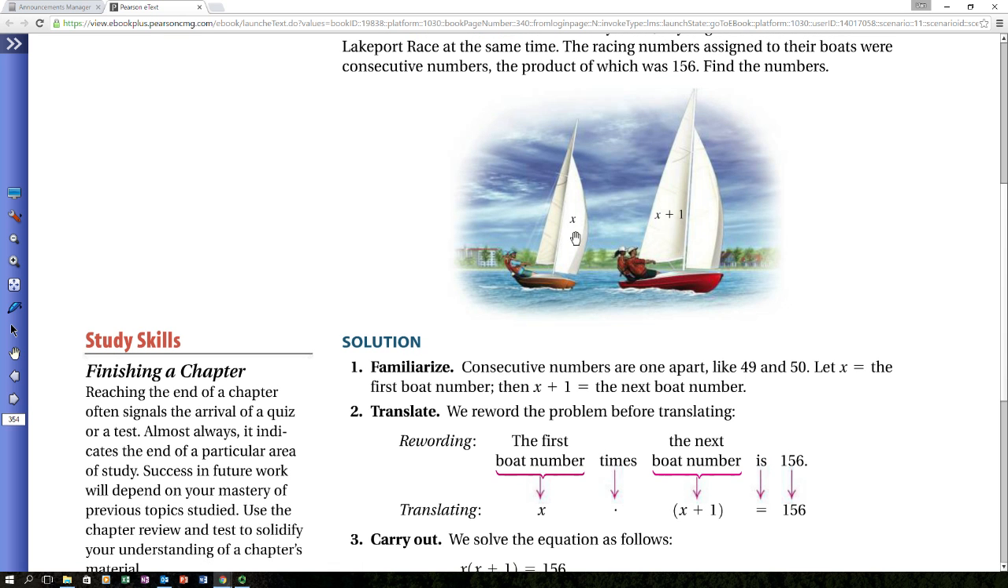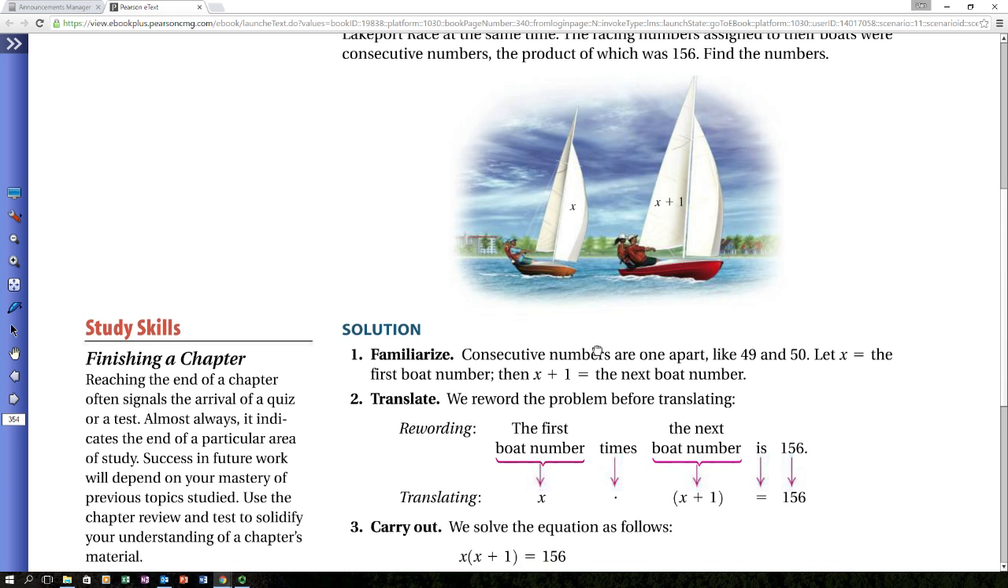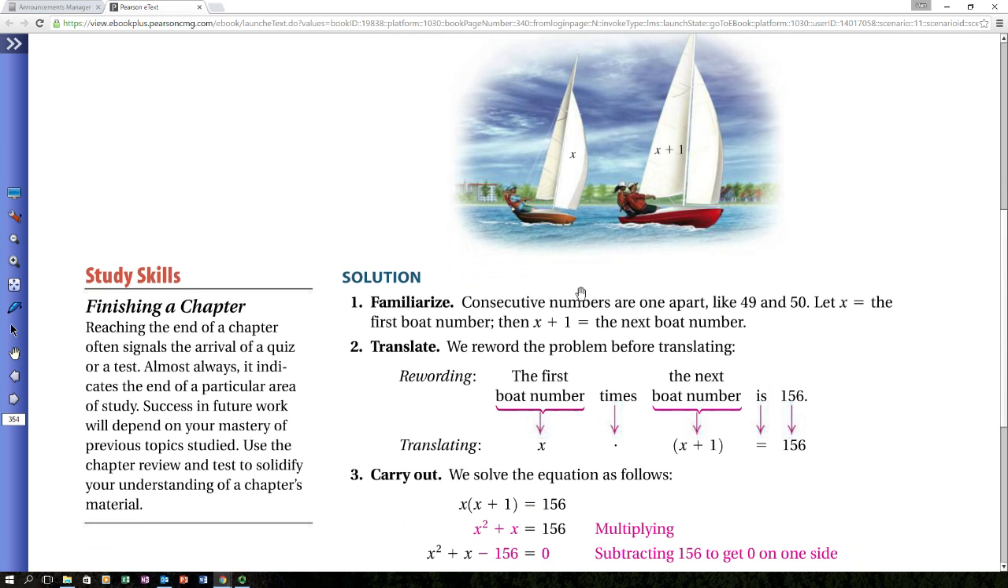And they show a picture here. I don't think you have to draw pictures of sailboats. But I'm going to have one number be x. Then if I say the first number is x, the next consecutive one would be x plus 1. So there is a good part of that, and that's what they're talking about. Familiarize yourself with all this stuff. If you're not quite sure what consecutive means, you should look that up.